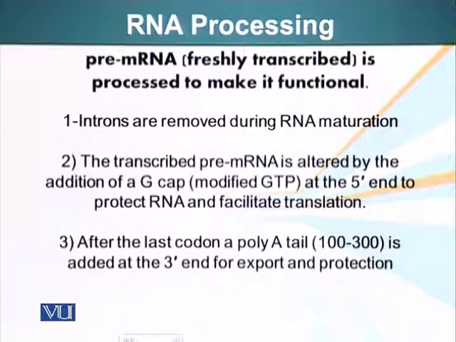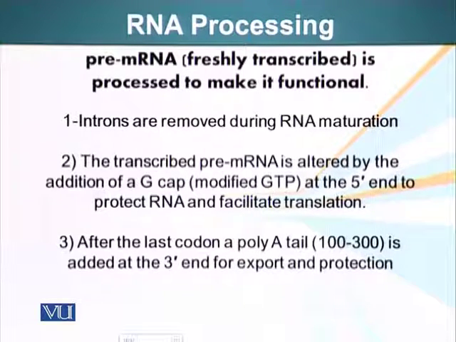It has to go through processing before it can be used by the ribosomes, first of all exported from the nucleus and then recognized by the ribosomes, and ultimately the message in the messenger RNA can be translated into proteins, functional proteins. Three types of processing have to occur on messenger RNA. Number one, introns have to be removed.